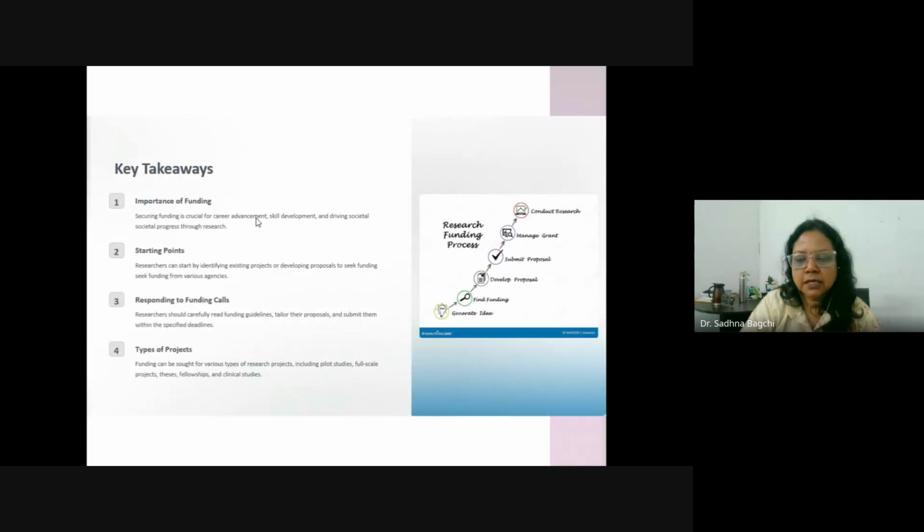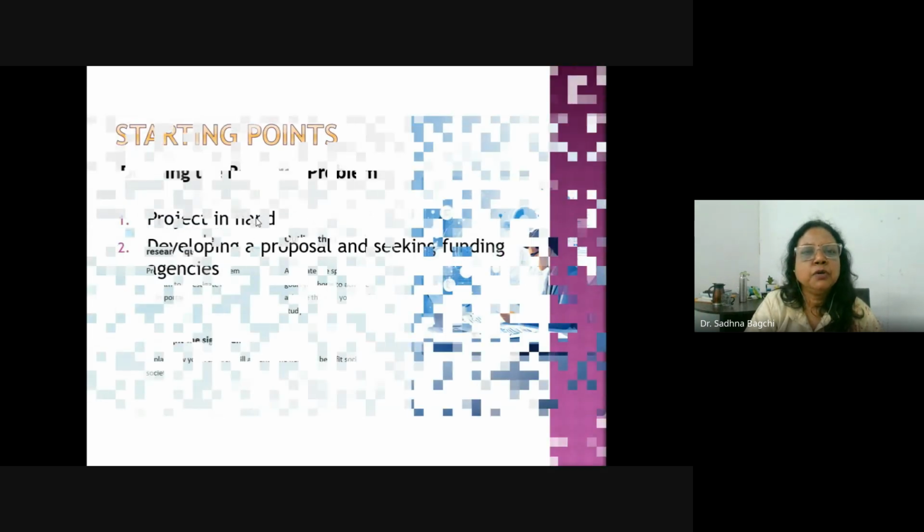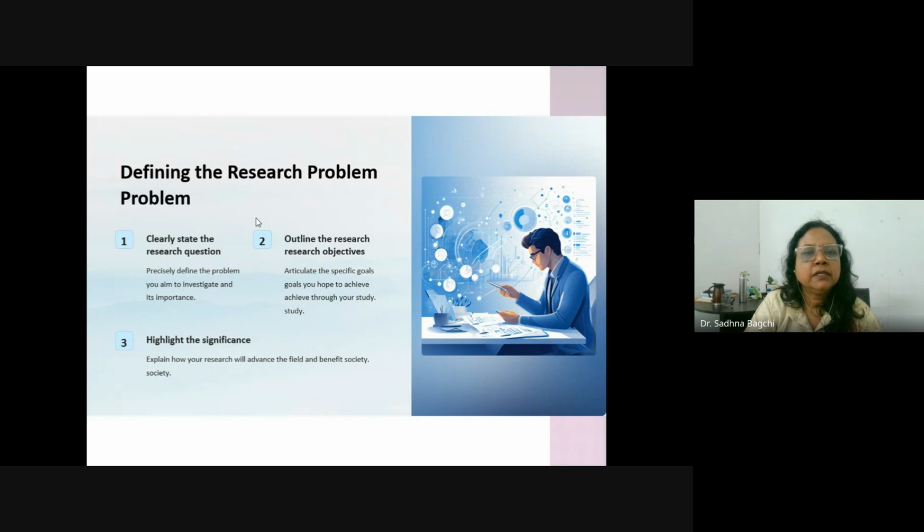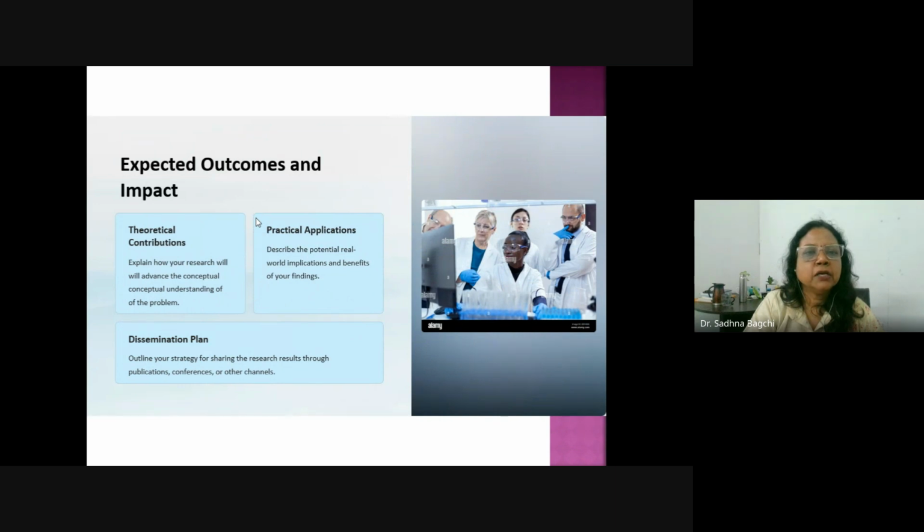Already I think this I'm taking. I'm ending the first part, and this is the key takeaway of my first part: the importance of funding, the starting point, responding to the funding call, and the types of process. All these things I already covered in the first part of the session. Now I'm going to the second part, how we are going to carry out the project.